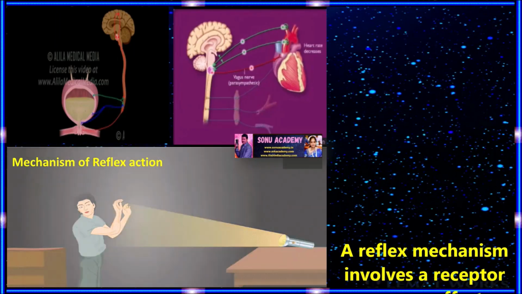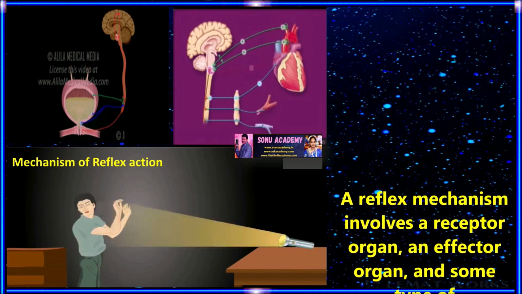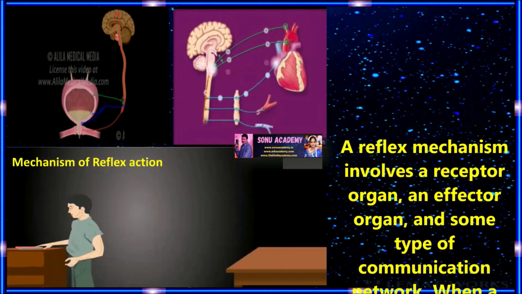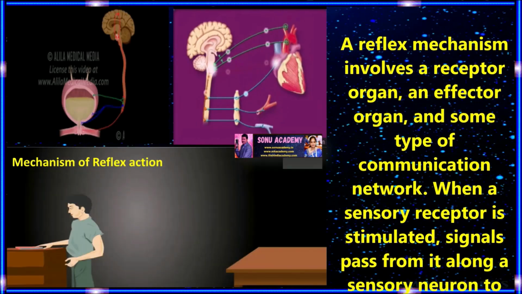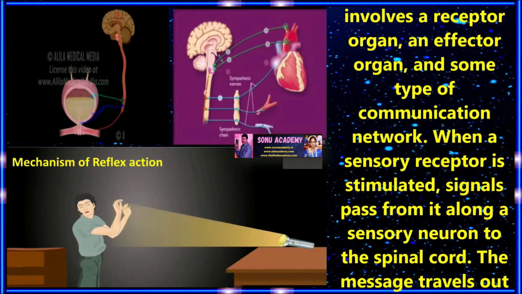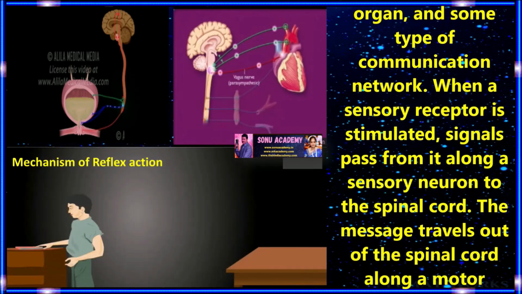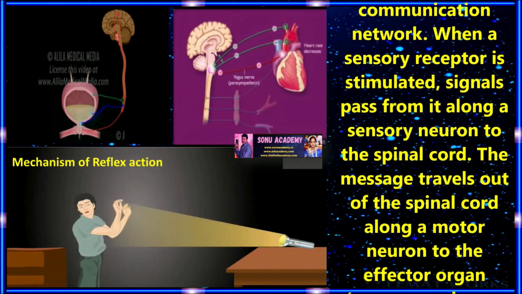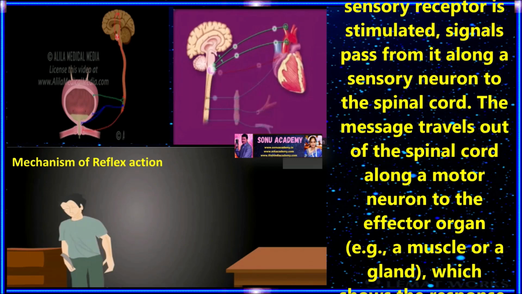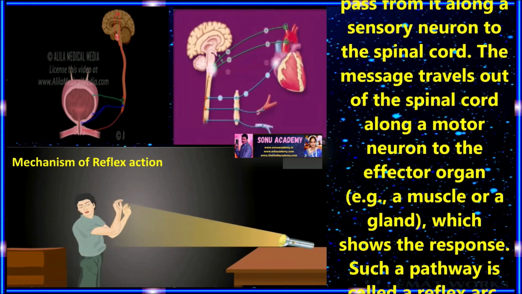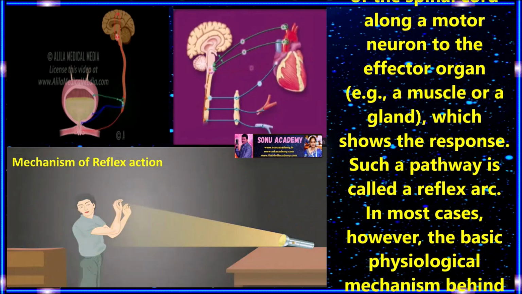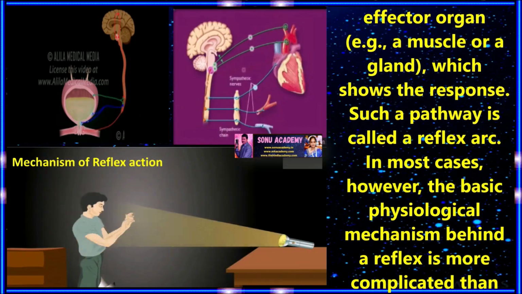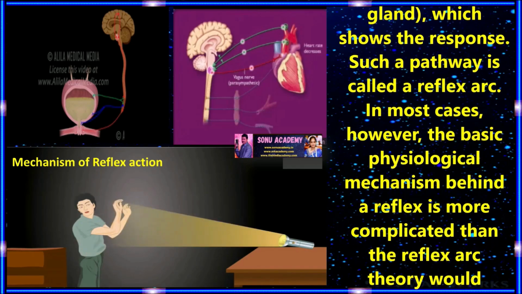Children, now let us discuss the mechanism of reflex action. A reflex mechanism involves a receptor organ, an effector organ, and some type of communication network. When a sensory receptor is stimulated, signals pass from it along a sensory neuron to the spinal cord. The message travels out of the spinal cord along a motor neuron to the effector organ, which shows the response. Such a pathway is called a reflex arc.